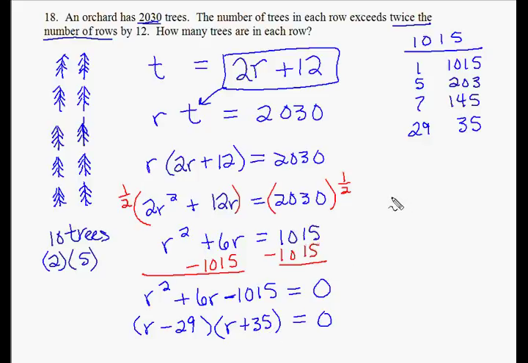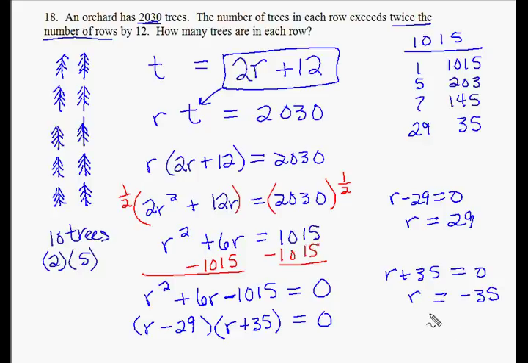So now I can take these two factors and say that r minus 29 equals 0, in which case r equals positive 29, or r plus 35 is equal to 0, so r is equal to a negative 35. Now how can you have a negative number of rows? That doesn't make any sense. So the question is, how many trees are in each row? The answer we have is how many rows there are.